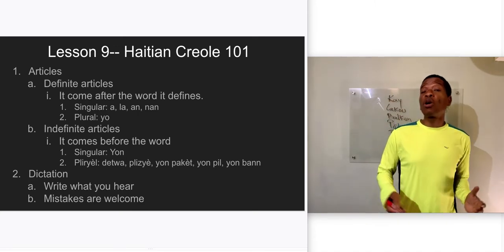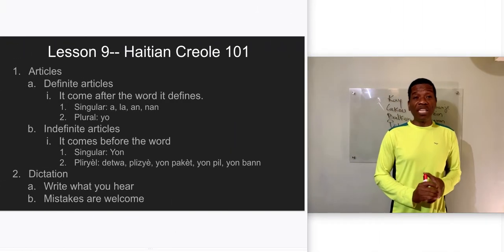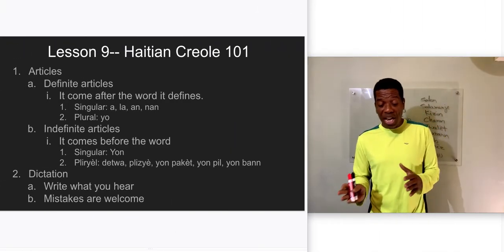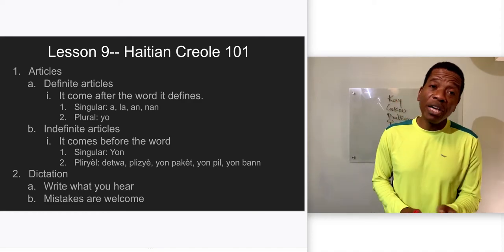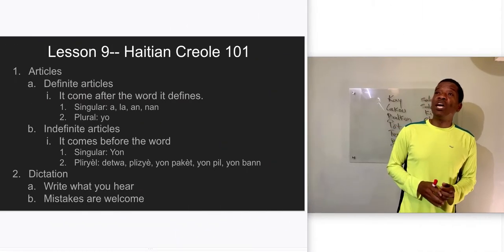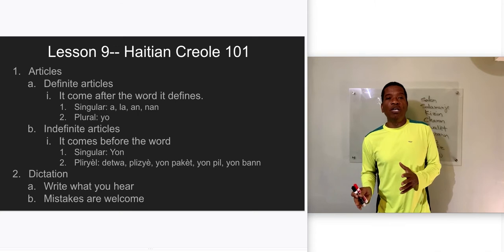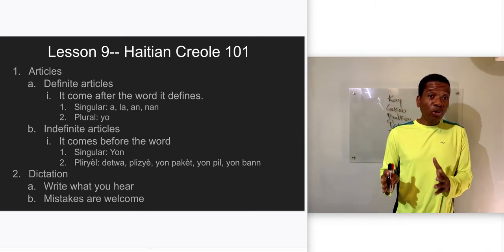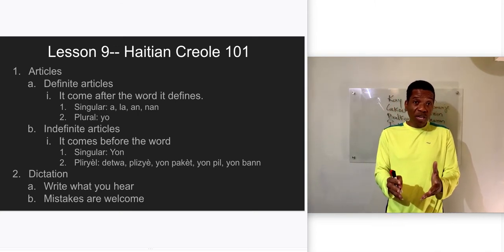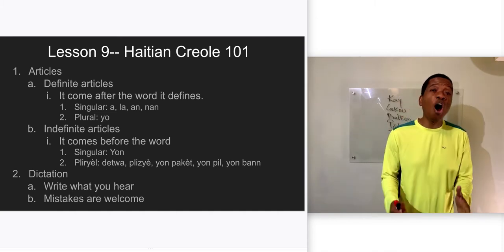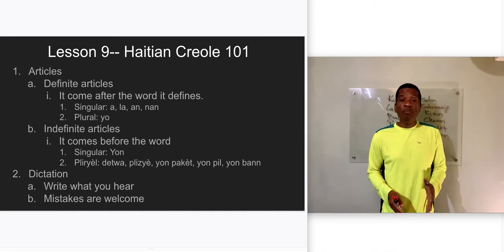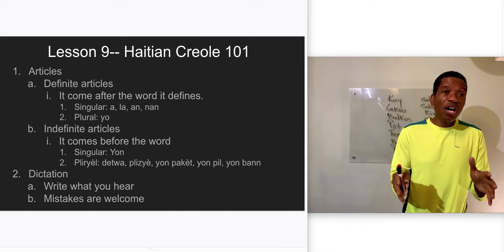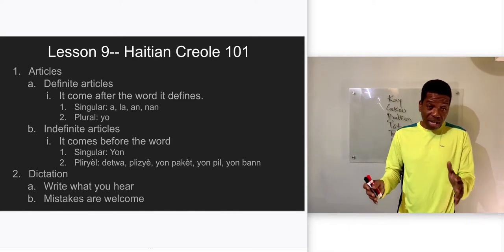And today we're going to be talking about articles. We have the definite article and then the indefinite articles. Now, in English, for instance, you would say the car. If you say the car, we're talking about a car that we know. If we didn't know, if you would say a car, that would be indefinite. But if you say the car, we know exactly what car you're talking about.